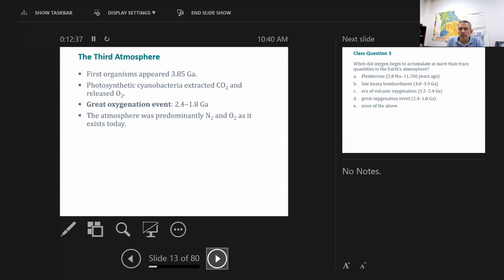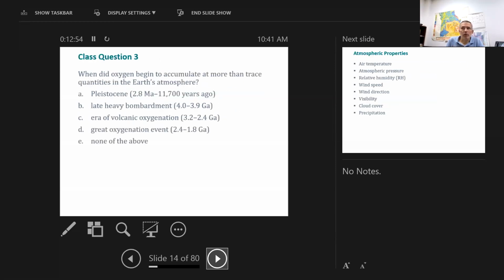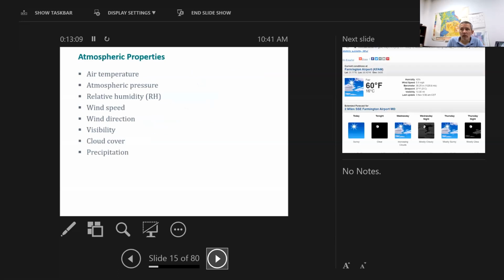And so the atmosphere was predominantly nitrogen. And then during the second oxidation event, we had an abundance of oxygen. Once we bound all of the available iron with this oxygen, the oxygen levels were allowed to increase again. So when did oxygen begin to accumulate in more than trace quantities in the Earth's atmosphere? That would have been the Great Oxidation Event. So we can see that the atmosphere has changed in the past, but these days it's pretty consistent.